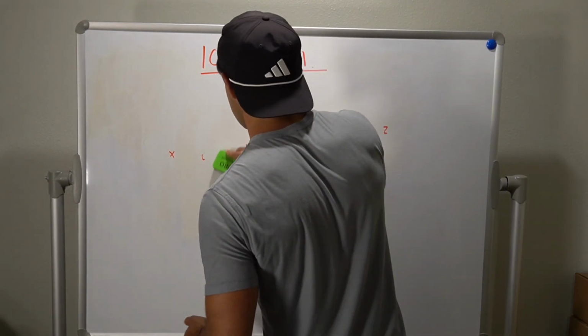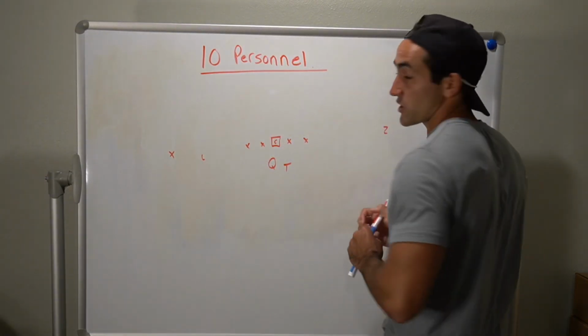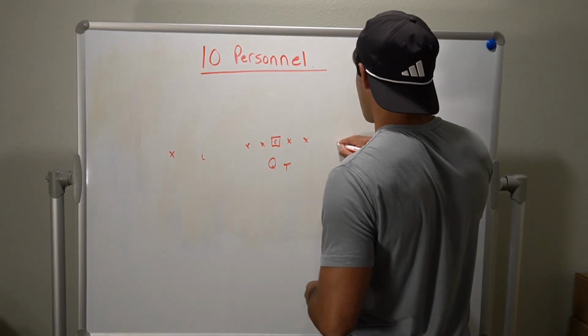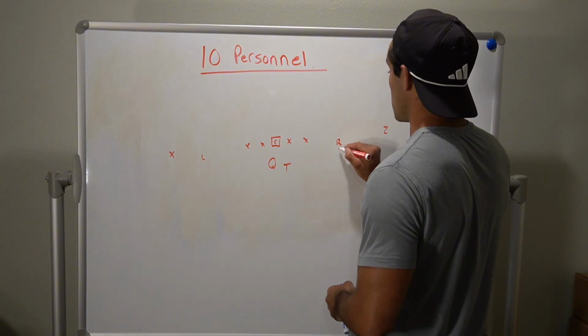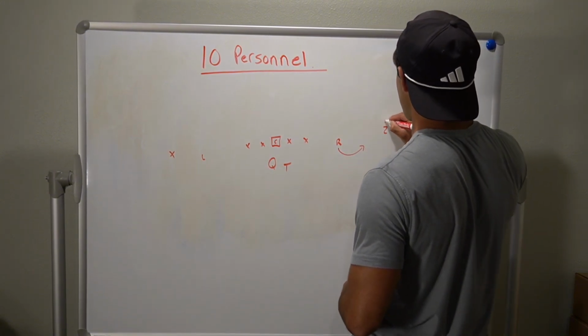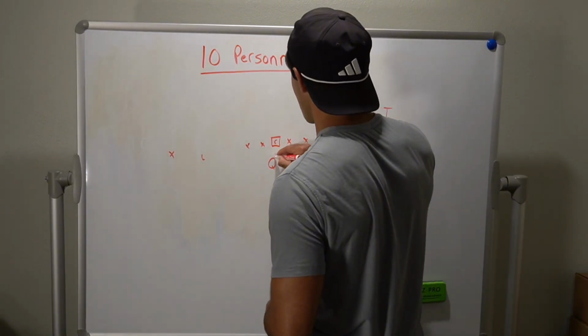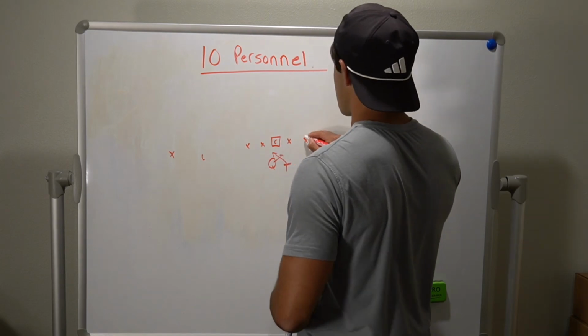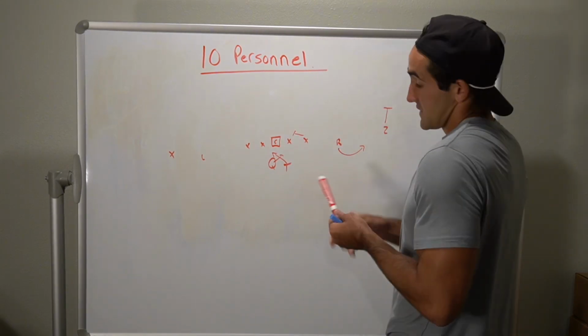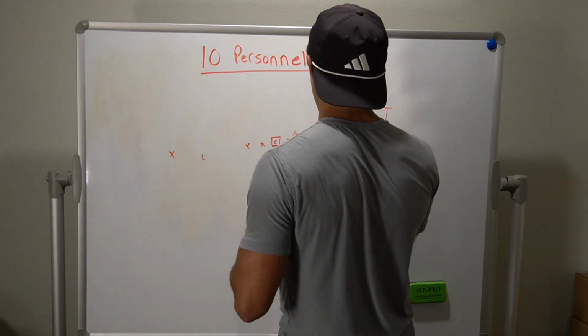So let's go back to that doubles formation. This is something you'll commonly see. And let's say we have just a quick little bubble screen right here. Outside receiver blocks, and we have a zone read concept, right? Where this tackle comes down, we leave the defensive end unblocked, right?